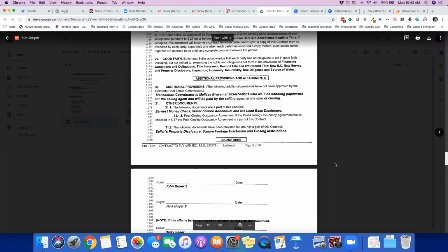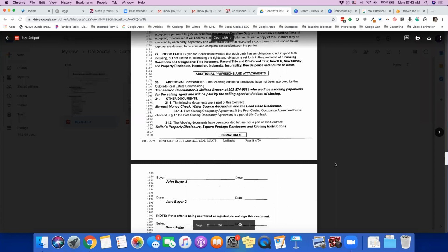It says on those 2 paragraphs, one for buyer, one for seller, in the event of. It doesn't mean we're going to do it, just means if you need it, it's already set in place. 31.2, put in seller's property disclosure, put in square foot, put in closing instructions. This way we know what has to come in, and if it's not coming, you want to ask the question why.